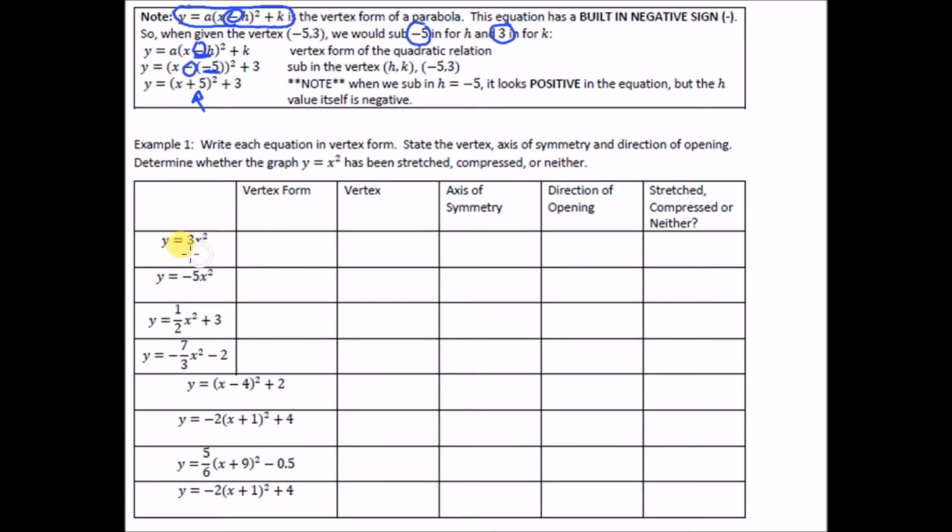Okay, so in vertex form, we can rewrite this as y equals 3(x plus 0) squared. Because see this, there's nothing in the bracket with the x. So it's x plus 0. And then of course over here, there's nothing, it doesn't move up or down. So the vertex is going to be 0, 0. The axis of symmetry is of course that x value. And this is going to open up because the 3 is positive. Is it stretched or compressed? Yes, it's stretched. Let's put stretch by 3.